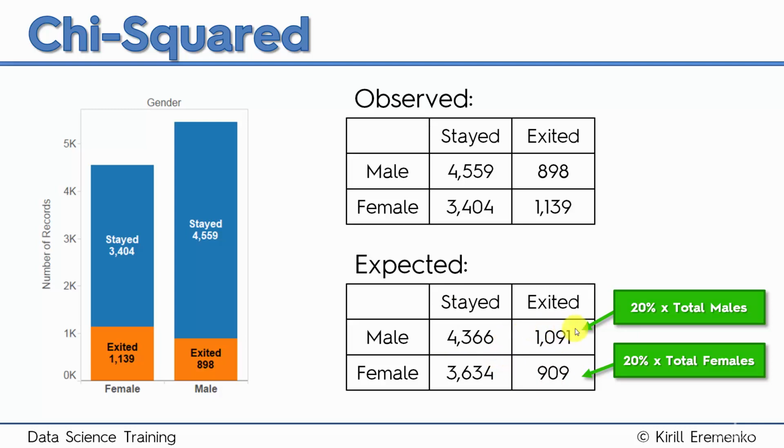So you add up the males, you calculate 20% of the total males, and then whatever is left, those are the ones that stayed. And for females, same thing. You add up, then you get 20% of that, and whatever is left, those customers decided to stay. And that's what we expect to see. This is what we saw in reality.